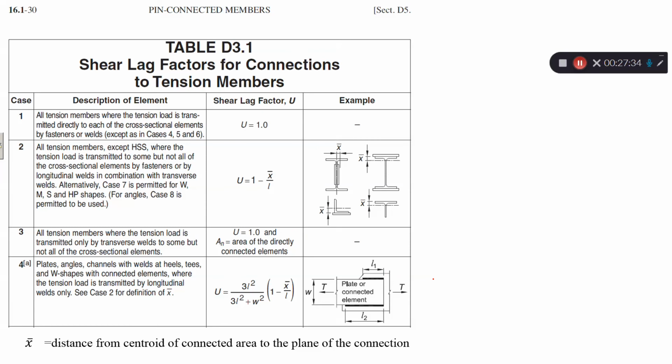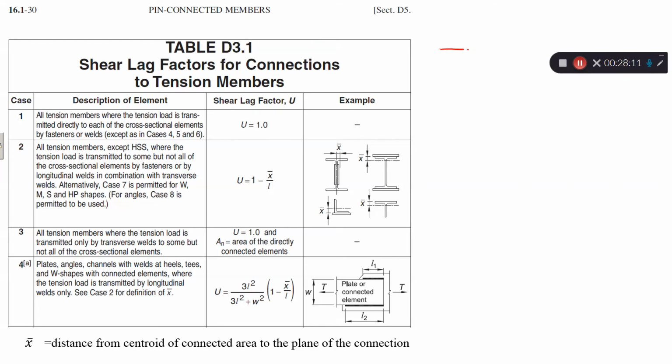Now you will ask me, how on earth shall I calculate U? Here is the answer. Please turn to page 16.1-30 in your manual. It gives you the table. This table provides guidance for determining the shear lag factor. The first case, all tension members where the tension load is transmitted directly to each of the cross-sectional elements by fasteners or welds, U is equal to 1. What that means is that all the elements are connected.